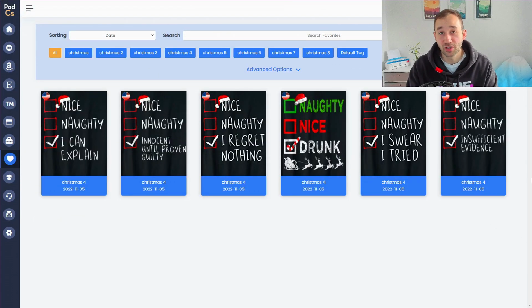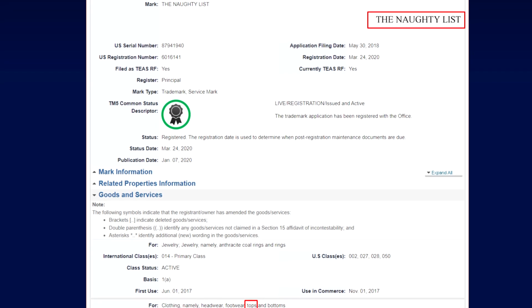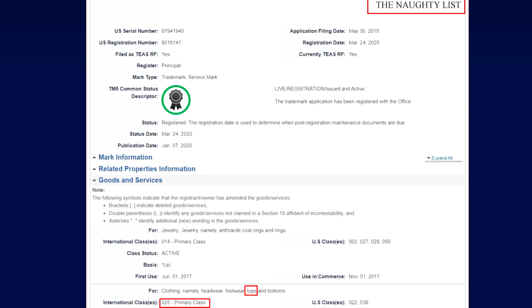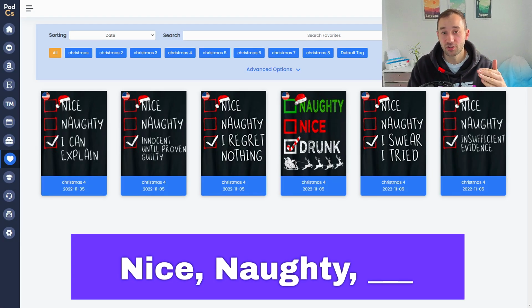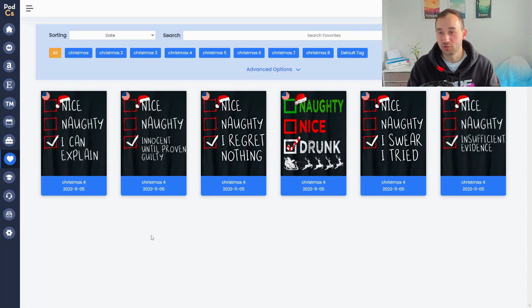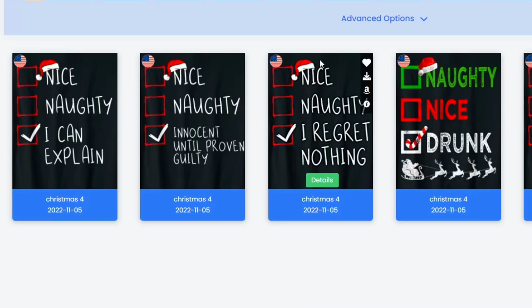Next up, we've got a very funny spin on the naughty list, but just attention, the naughty list is actually trademarked, so don't use that phrase in your listing. But this is sort of 3 tick boxes. One says nice, one says naughty, and then we've got a funny phrase at the bottom. And I saw tons and tons of variations of this. Some of the best selling examples I saved right here, so we can see I can explain, innocent until proven guilty, I regret nothing. This one just says drunk.